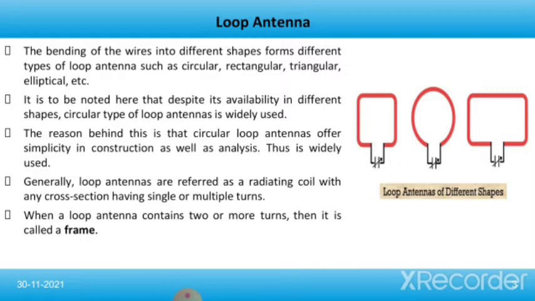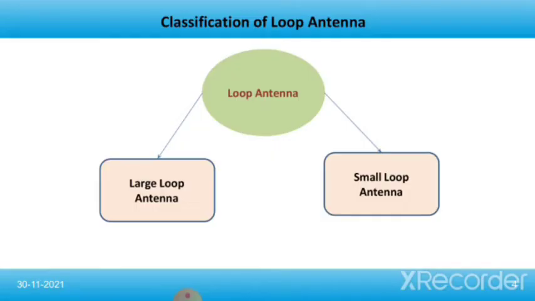Thus it is widely used. Generally, loop antennas are referred to as a radiating coil with any cross section having single or multiple turns. When a loop antenna contains two or more turns, then it is called a ring. Now to talk about the classification of loop antenna. Loop antenna is divided into two types, large loop antenna and small loop antenna.